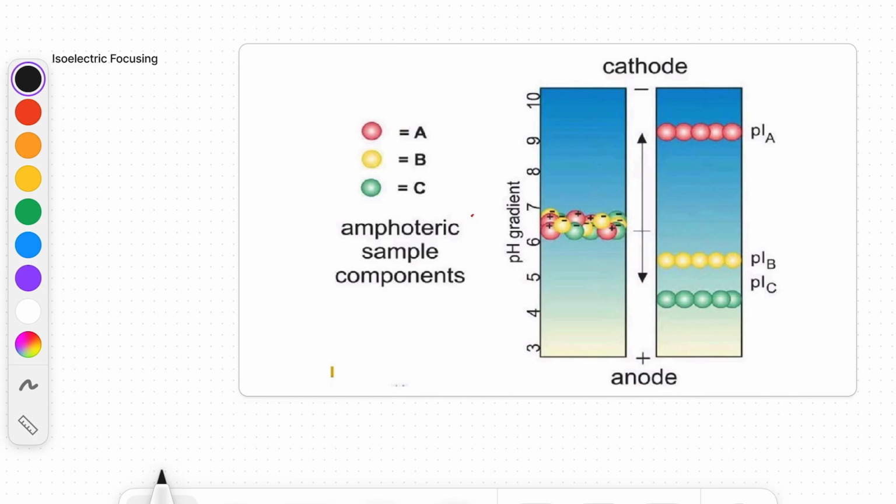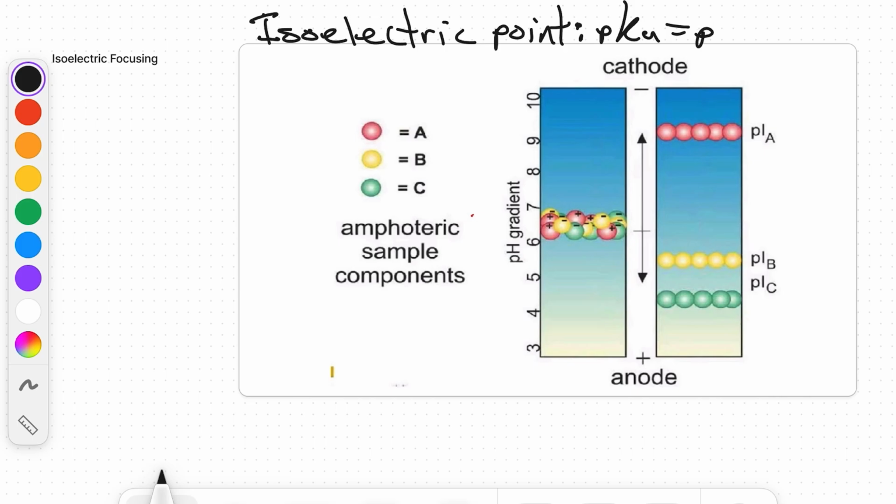I don't remember if we did this last time, but isoelectric point, what is that? Isoelectric point is when the pKa is equal to the pH.